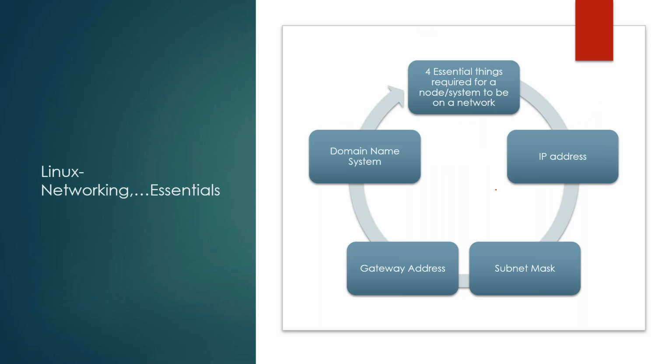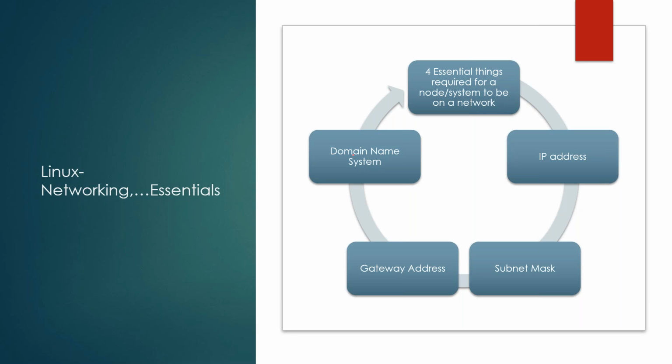So this is the summary of what we have seen till this point, the way you troubleshoot your network. These are the four essential things that are required for any node or device to be on a network. The first thing you check is whether the IP address is correct and part of your subnet range or not. Next, you check if the subnet mask is properly applied, what the gateway address is for the machine you are connected to, and whether the domain name system is properly configured and resolving your service or server name.